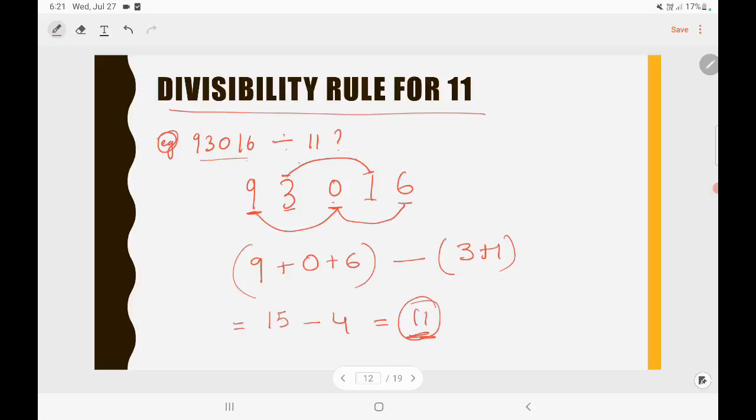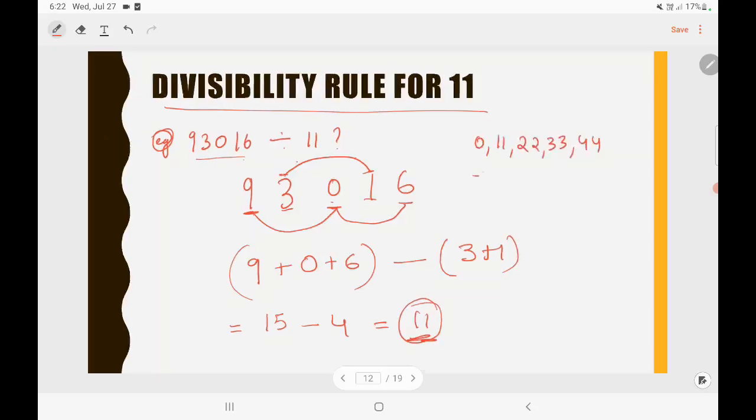After this subtraction, if you are getting numbers like 0, 11, 22, 33, 44, or if you are getting minus 11, minus 22, minus 33, etc., then the number is divisible by 11. You should consider 0 as well, because 11 into 0 is 0. You should consider negative numbers as well. So this is how you need to do it.